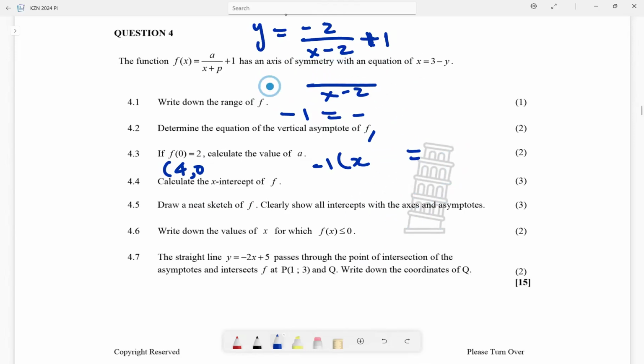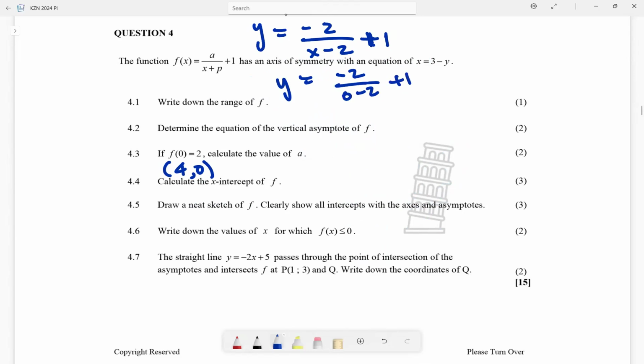All right. So let me try to find the y-intercept. They do not want me to find it, but I just want to be sure if I have it, okay? So for the y-intercept, I let x equal to 0. It's going to be negative 2 into 0 minus 2, plus 1. Negative 2 divided by negative 2 is 1. So it is 1 plus 1, it is 2.